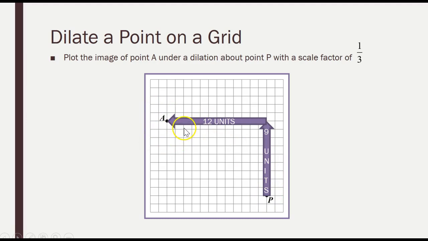But that's for my pre-image, and I would like the image of A. So instead of moving vertically all the way up 9 points, I want 1/3 of 9. I want 3. So from point P, I'm only going to move up 3 points instead of the whole 9. And in terms of horizontal, I only want to move 1/3 of the horizontal distance of 12, which means I'm only going to move 4 horizontally from P.